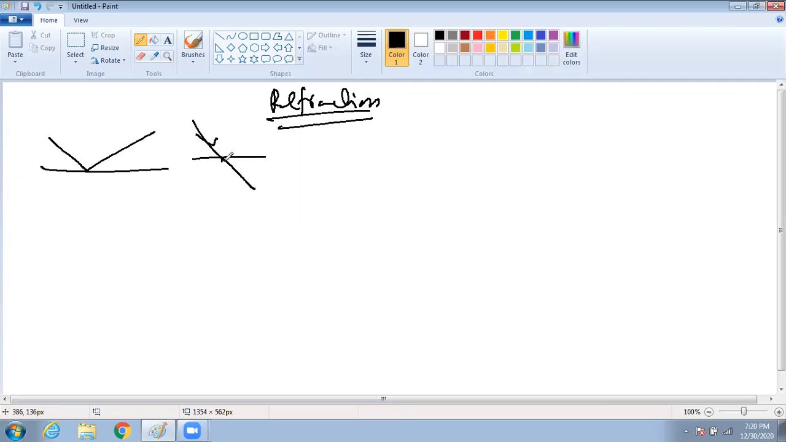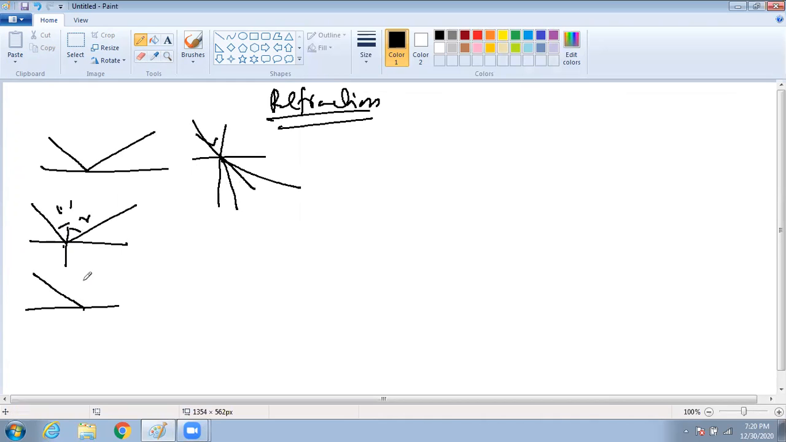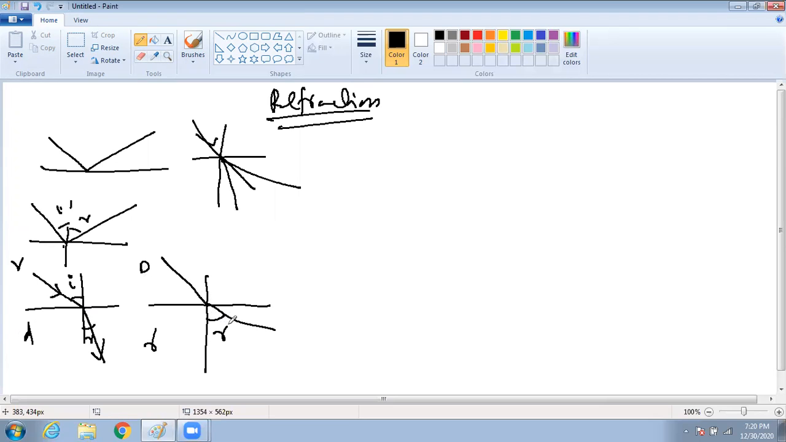It is going inside, no? It goes away or goes towards the normal. Reflection is like this: I equals R. But what is refraction? The ray goes like this. If it is rarer to denser, then it goes towards the normal. So this is your angle I and this is your angle R. But if this is the denser medium and this is the rarer medium, and it goes like this, it will go away from the normal. This is R, this is I. Understood?